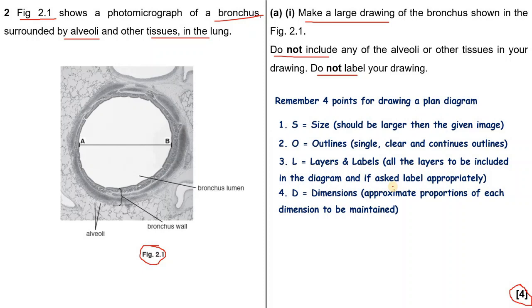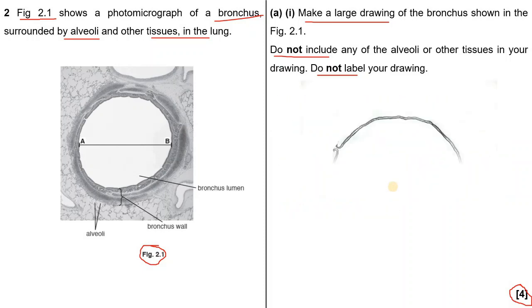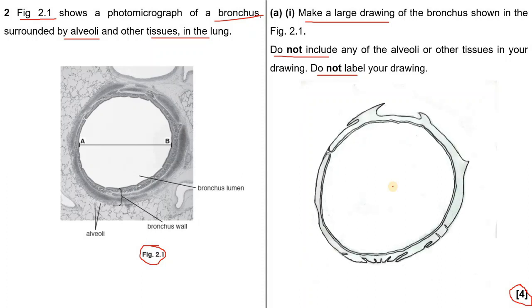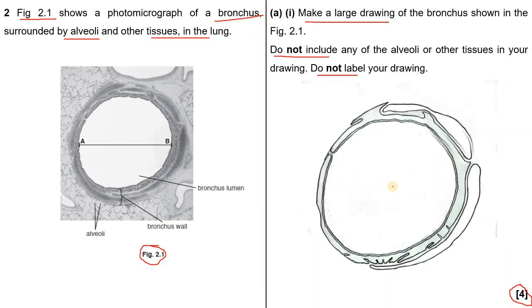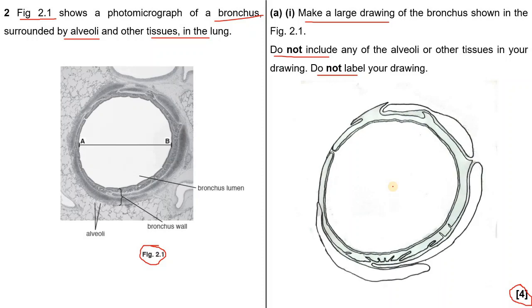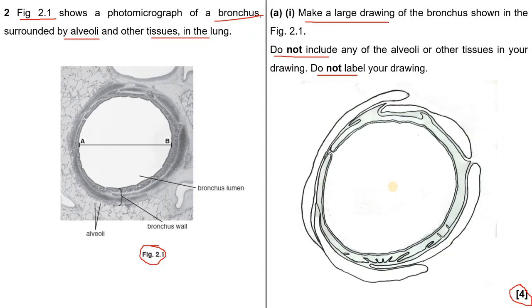Now let us make a plan diagram from this. First, the innermost layer. After that, the second layer can be drawn. The third layer can be drawn, the fourth layer can be made, and finally the structure can be made in the very simplest way. So here we are making the plan diagram with the image given to us.